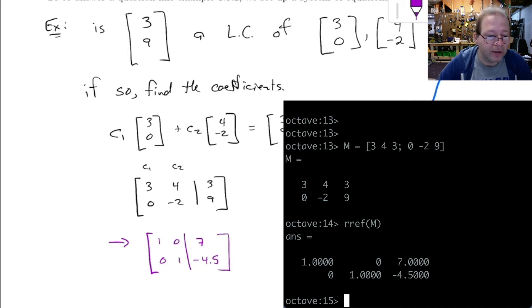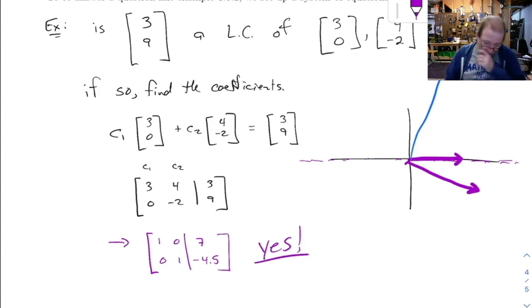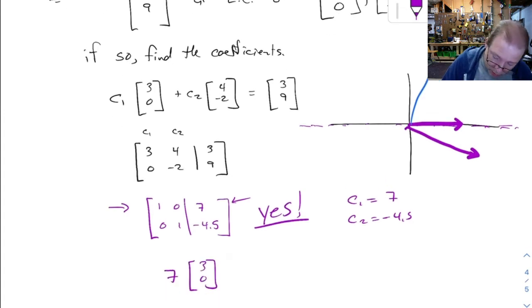So the answer here is yes. Is it a linear combination? Yes. Find the coefficients. All right, let's see. This top line here says that c1 is 7, and the bottom line says c2 is -4.5. So we could write 7 times (3, 0) minus 4.5 times, what was the other one, (4, -2). That's going to give you (3, 9).